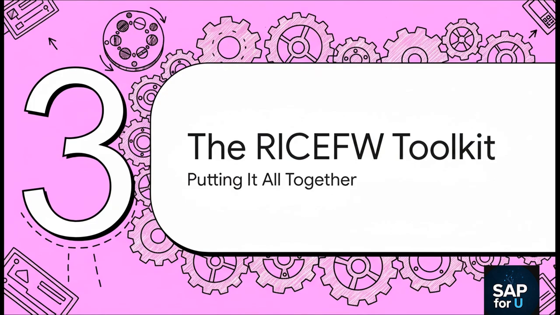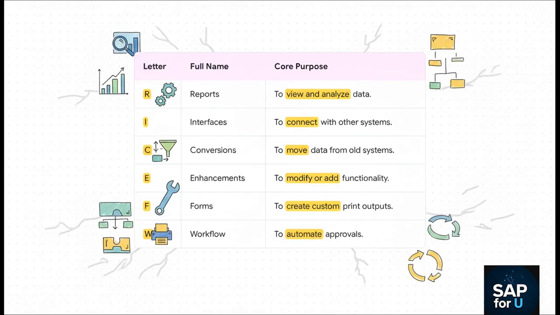And there you have it. We made it through the whole acronym. We've covered all 6 components. So let's do a quick recap and put this decoder ring to use one last time by looking at the whole RICEFW toolkit together. This table right here is your ultimate cheat sheet.